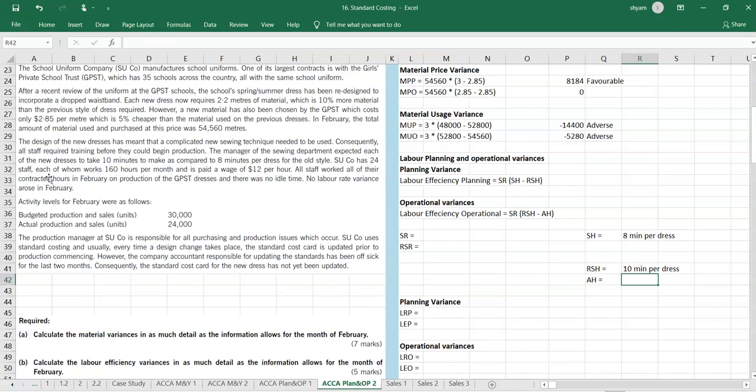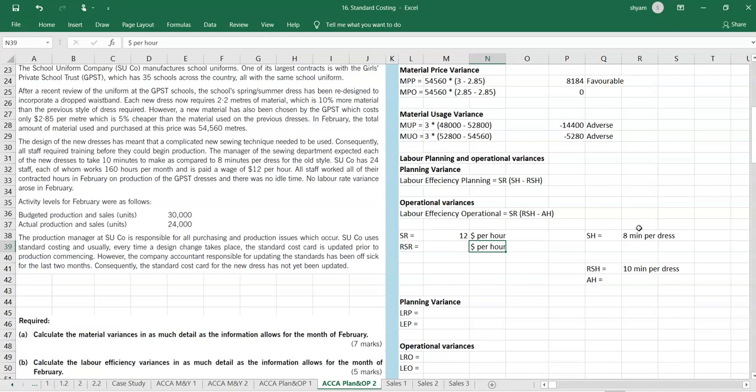SU has 24 staff, each of whom works 160 hours per month and is paid a wage of $12 per hour. Okay, so the standard rate is $12 per hour, and they are working for 160 hours. All staff worked all of their contracted hours in February on production of the dresses, and there was no idle time. No labor rate variance arose in February. So there's no labor rate variance at all. So the actual number of units produced is 24,000.